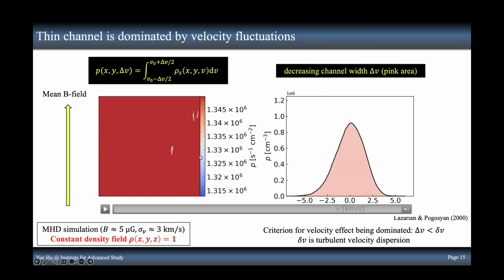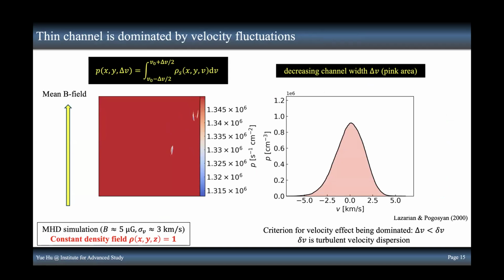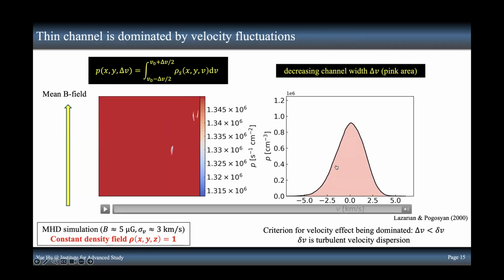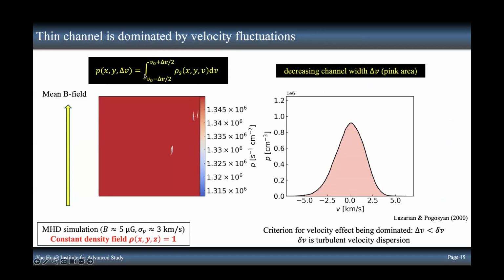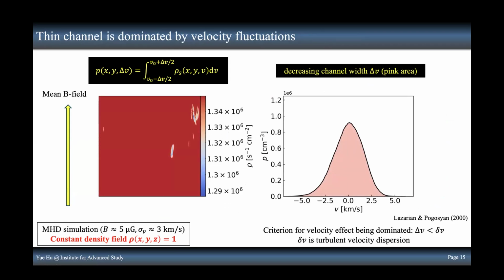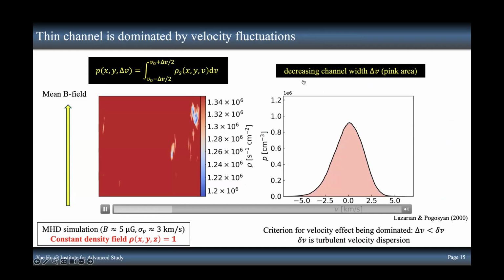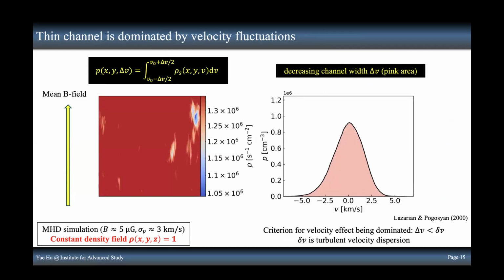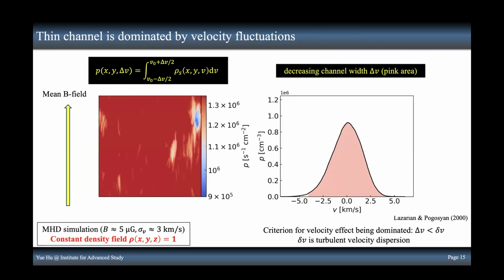And here is a synthetic channel map of the observation. The pink shaded area means the integration range used to make the channel map. Let's see what will happen if we decrease the channel width, or the integration range, in velocity space.